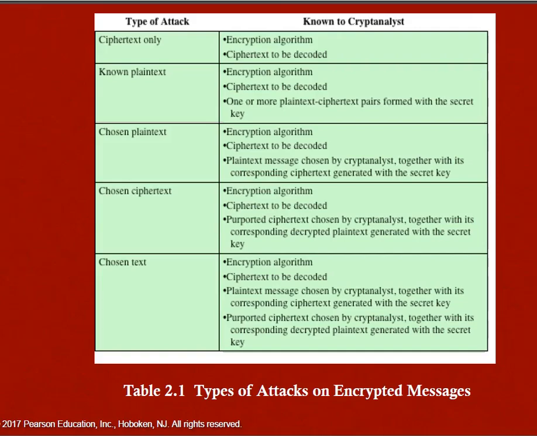If the analyst is able somehow to get the source system to insert into the system a message chosen by the analyst, then a chosen plaintext attack is possible. In general, if the analyst is able to choose the message to encrypt, the analyst may deliberately pick patterns that can be expected to reveal the structure of the key. So this Table 2.1 lists two other types of attack. We call them the chosen ciphertext and chosen text. Okay, the last two. These are less commonly employed. So that's why you can see some more information: encryption algorithm, ciphertext to be decoded, and so on and so forth. Okay, but they will be useless.